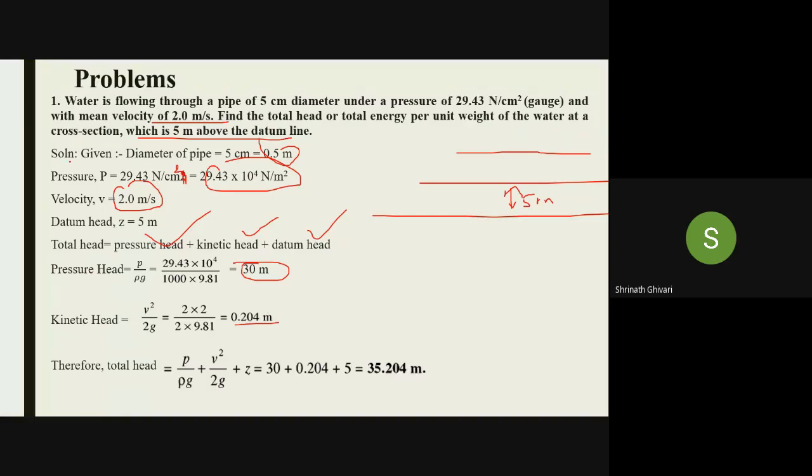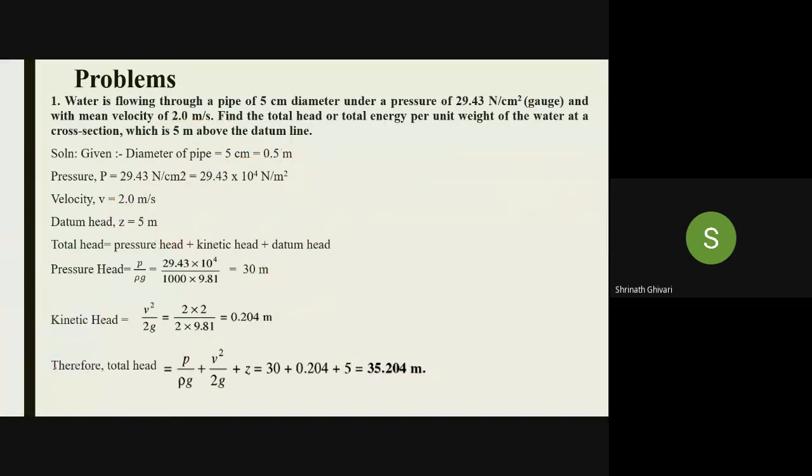Now z is already given, z is 5 meter, the datum head. So add all this. Add 30 plus 0.204 and 5, we will be getting 35.204 meter. Okay. So here we have determined the total head of the fluid flowing through that pipe of 5 centimeter diameter, which is under the pressure of 29.43 Newton per centimeter square and which is moving with a velocity of 2 meter per second. Okay. So this is the way we have to find out the total head or total energy. Okay. Next.